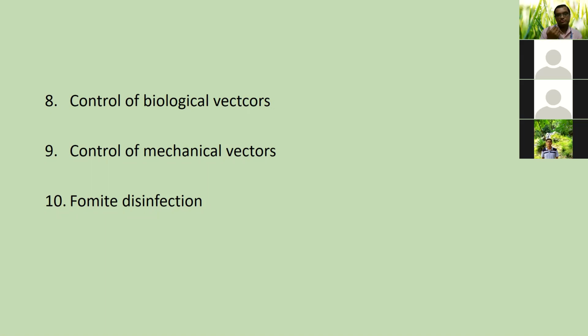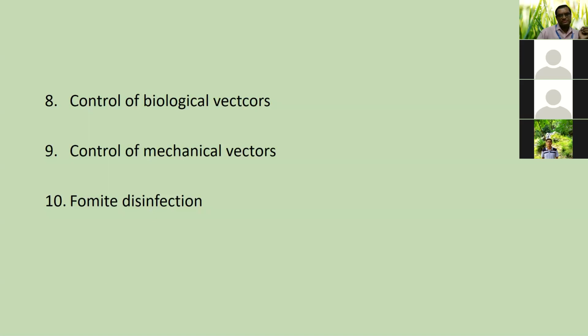Similarly, we can go for control of mechanical vectors. Although mechanical vectors do not help in the growth and multiplication of the organism inside them, they can transmit the agent from one animal to another animal. So if we control those types of vectors also by using pesticides and insecticides, we can control the disease in a population.